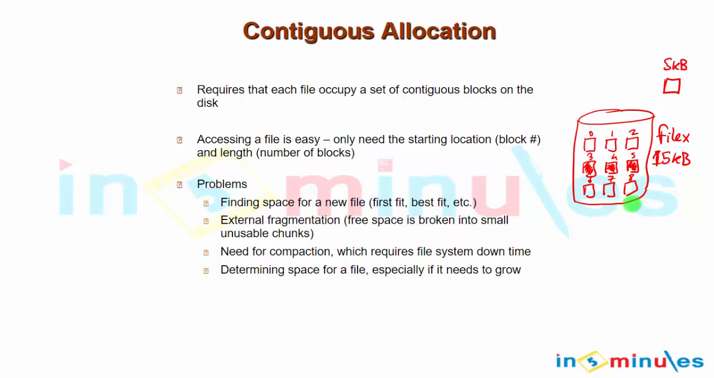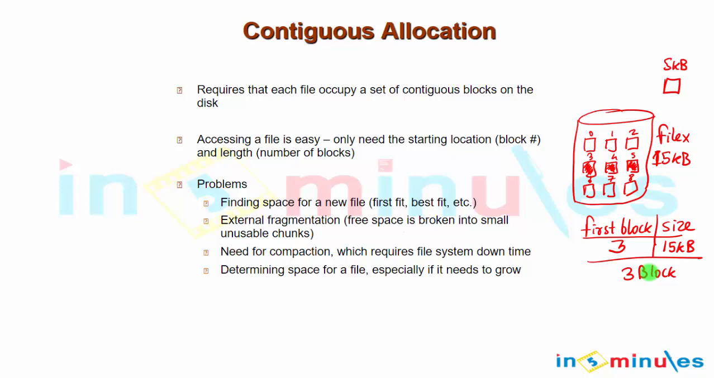In terms of contiguous memory allocation, we'll always record two things. First, the block where we are starting to store the file, and second, the size. So in this case for file X, we'll store two things: that we are starting from block 3 and the file size is 15 KB. To be understood, there will be 3 blocks used for this.